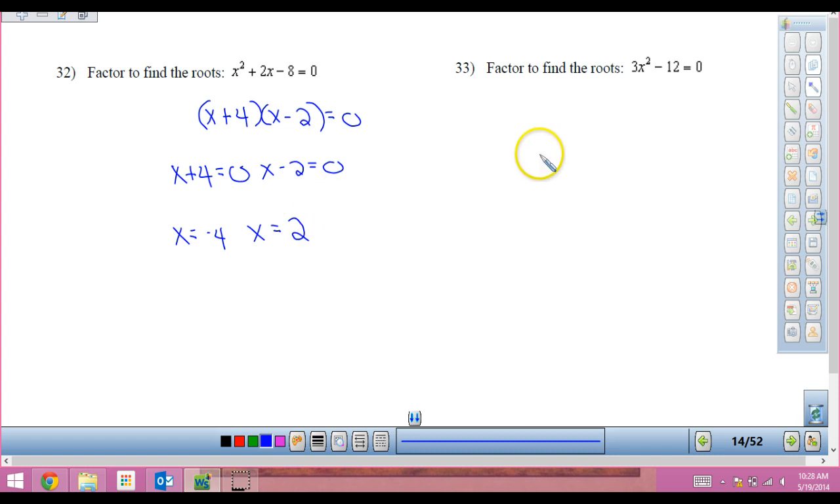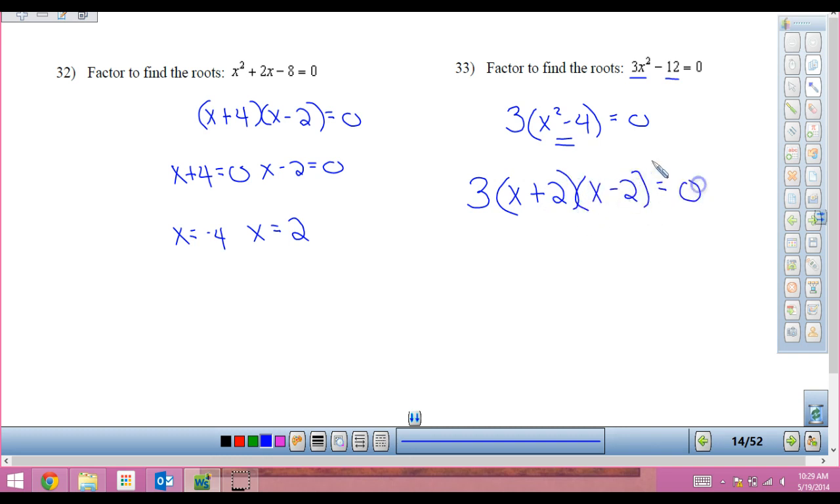Okay. Number 33, we've got to factor. We've got to figure out what can come out of this. My common term here is going to be a 3, so I'm going to take out my 3. I've got x squared minus 4. Now I can go ahead and factor that into the difference of two squares. So I have 3, and then I'm going to go x plus 2 and x minus 2, because that's how we get rid of that middle term, a positive and a negative.